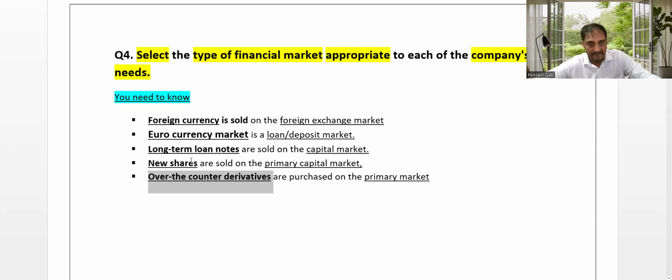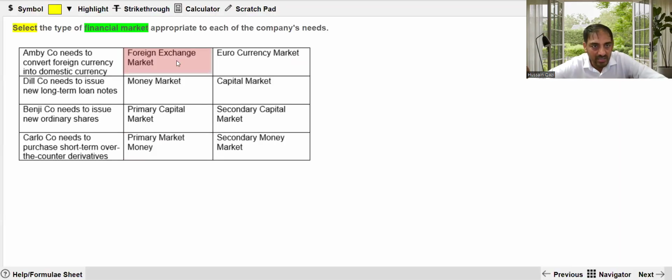Now, you need to cover this. Number one, MBAN needs to convert foreign exchange into domestic market. Absolutely right, foreign exchange markets. They'll need to issue new long-term loan notes. That's capital market. Banjai company needs to issue new ordinary shares. So that's a secondary market. And Carlo needs to purchase short-term.